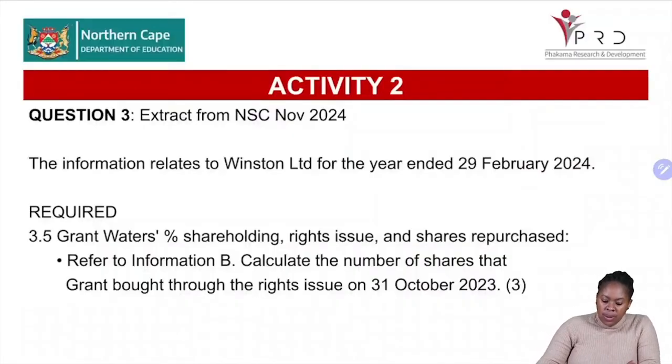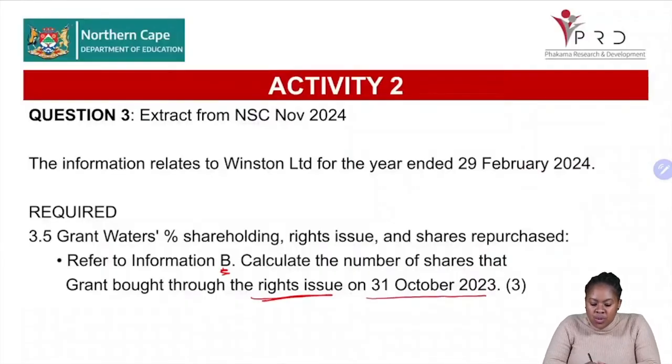Now let us do activity 2. Activity 2 says the following. The information relates to Western Ltd for the year ended 29 February 2024. Now, Grant Waters, Percentage Shareholding, Rights Issue and Shareholders Purchase. This is the name of the company. All right. Refer to information B. Calculate the number of shares that Grant bought through the rights issue, right, on 31 October 2023.